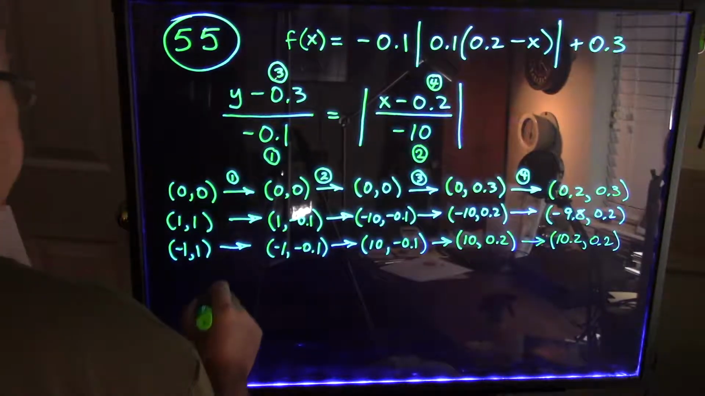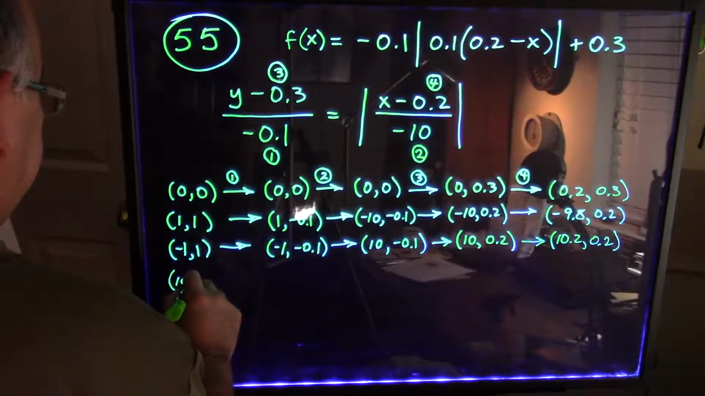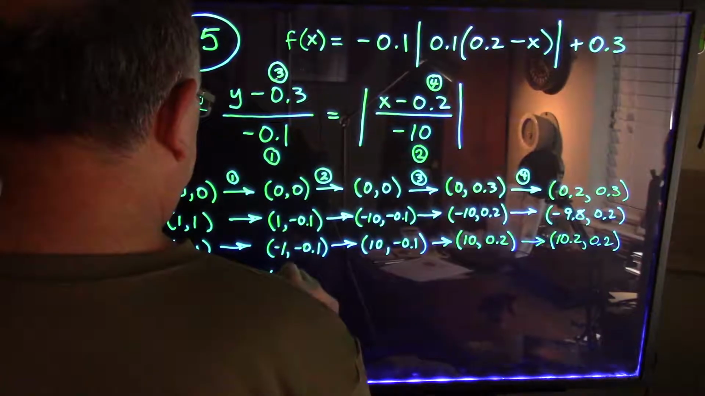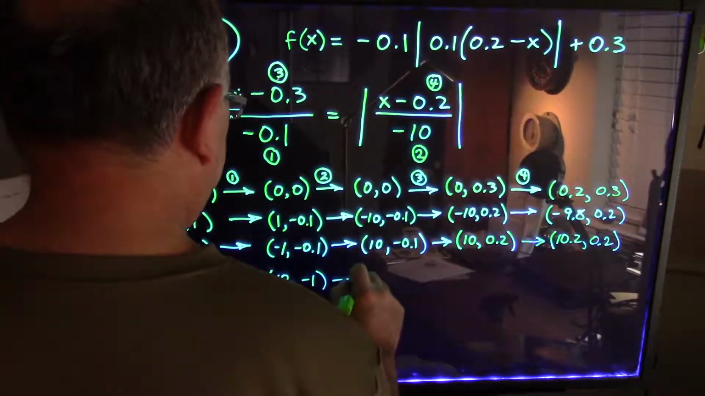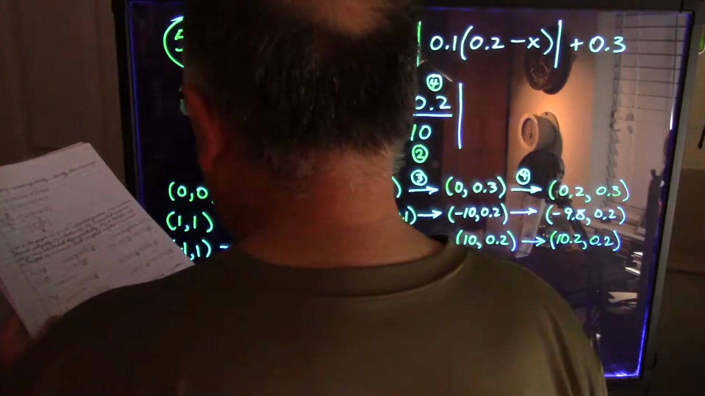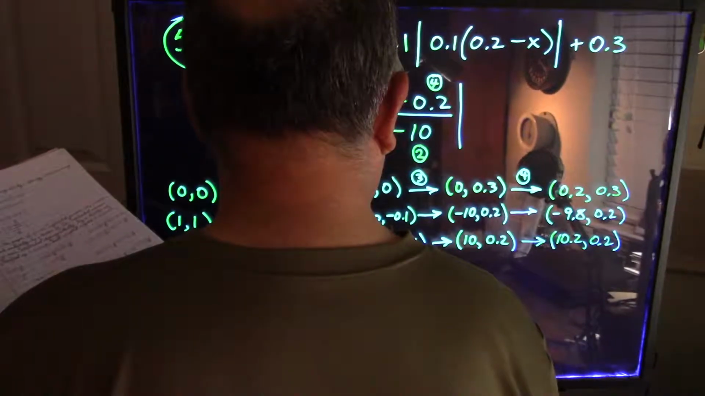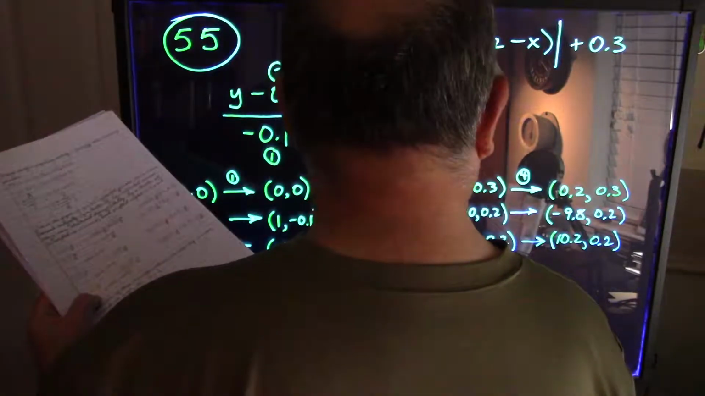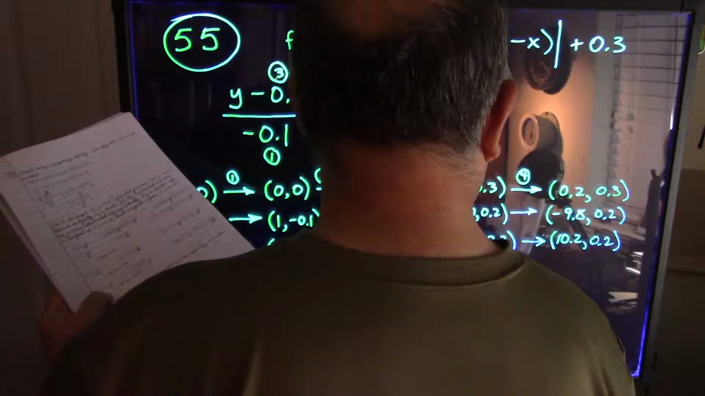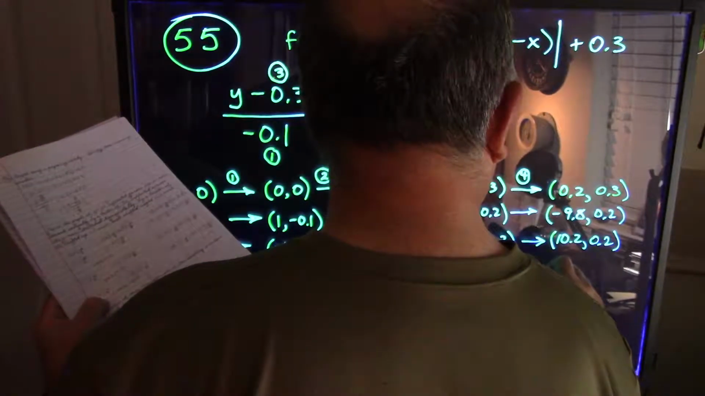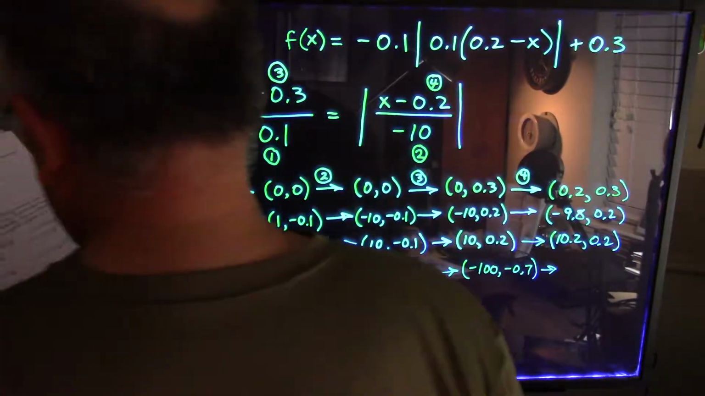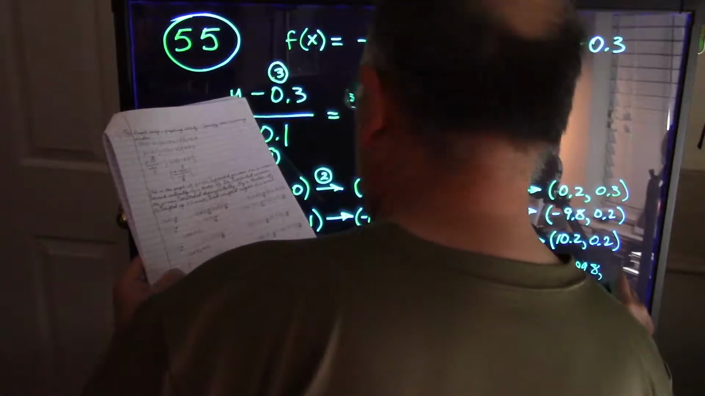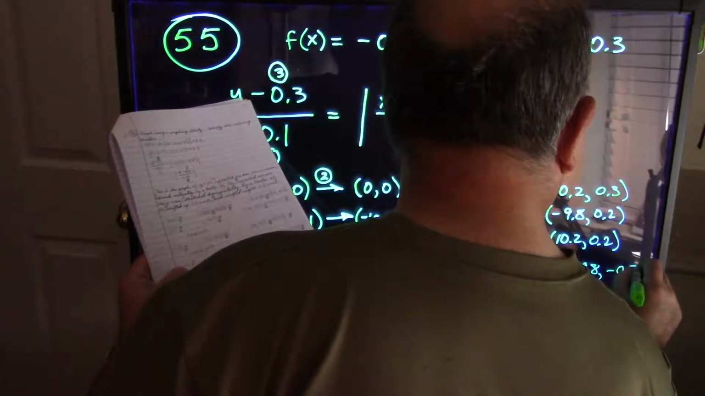One more point. Let's do (10, 10). So we're going to get (10, -1). And (-100, -1). And (-100, -0.7). And (-99.8, -0.7).